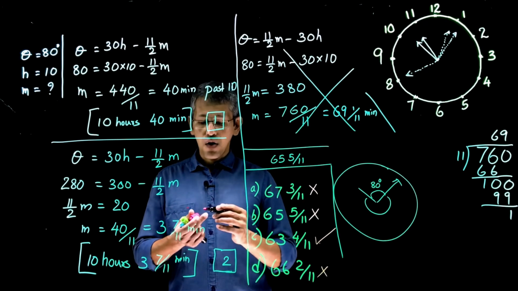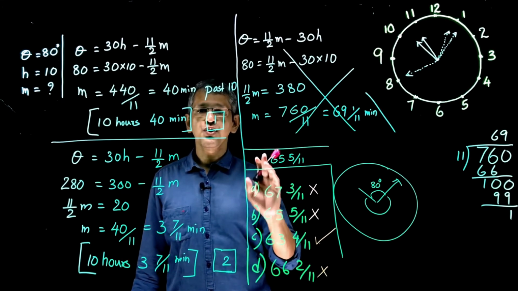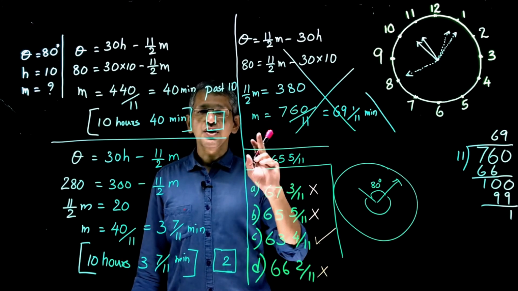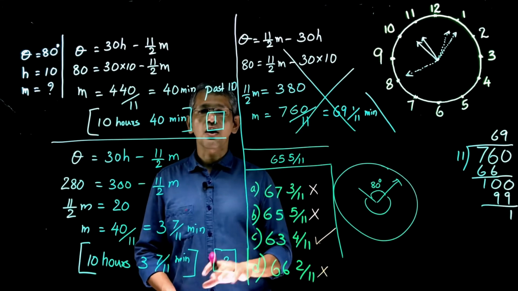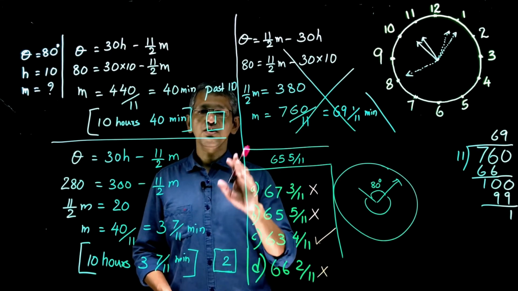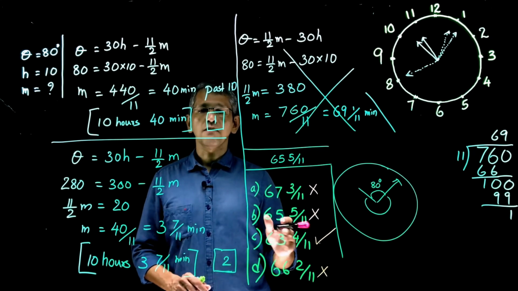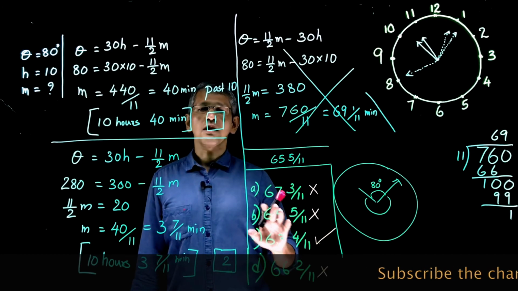So if the clock is gaining, then the time gap between the two coincidences would be less than 65 and 5 by 11. However, if the clock is a losing clock, the time gap between two coincidences would be more than 65 and 5 by 11 minutes. Alright, so that is another clock-related question.